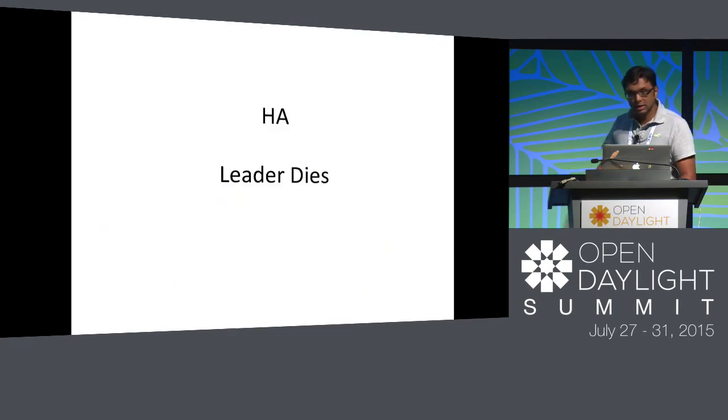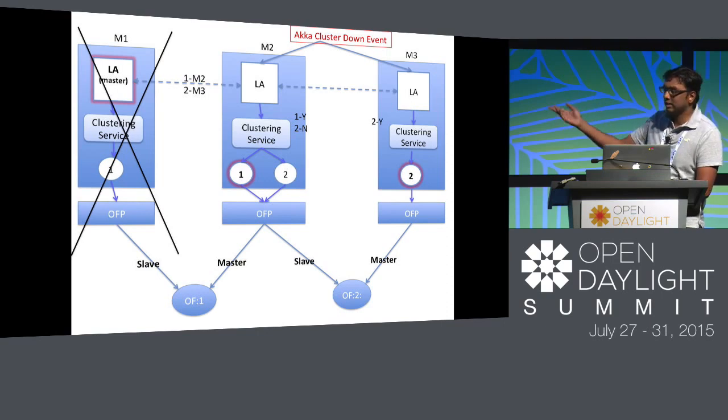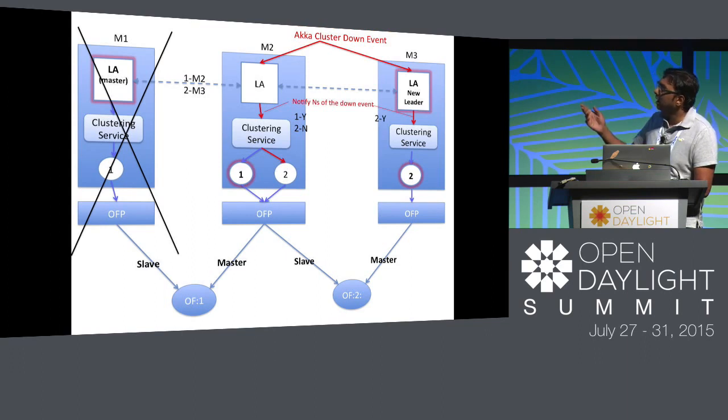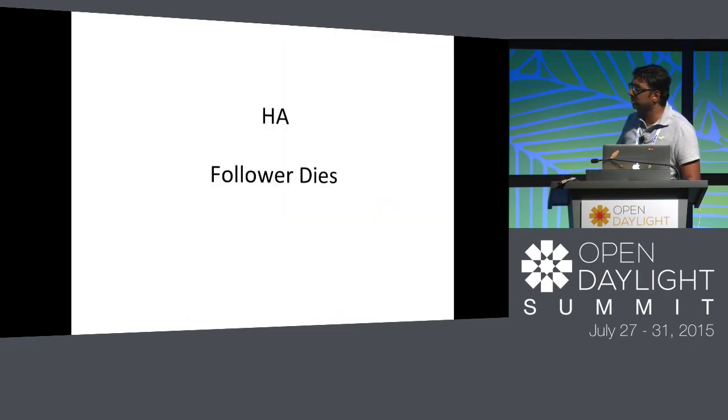This is one of the HA scenarios which I'm trying to present here. Suppose one of the virtual members dies, how does the other one take over? For example, here the clustering service leader dies, and this gets notified to all the different entities which don't own them, and they all request ownership. Since 2 is already owned by member 3, 2 will be denied the ownership.